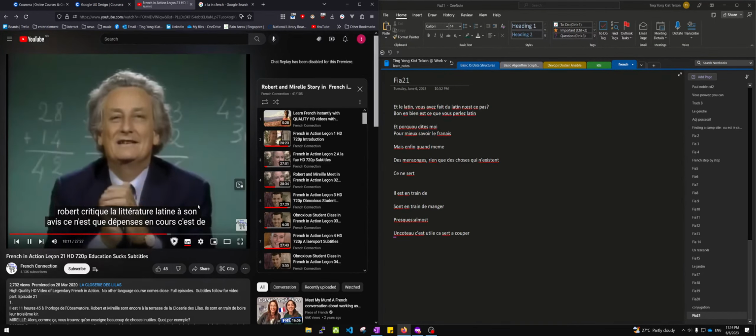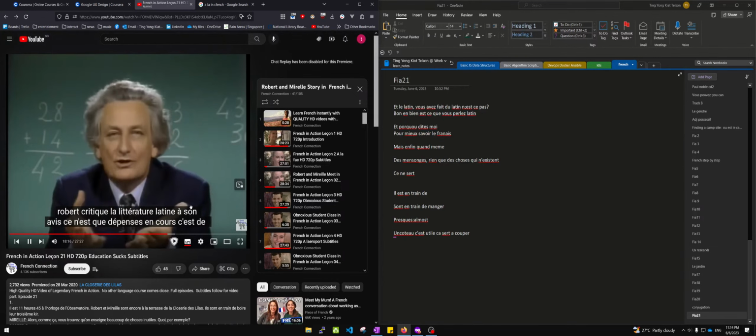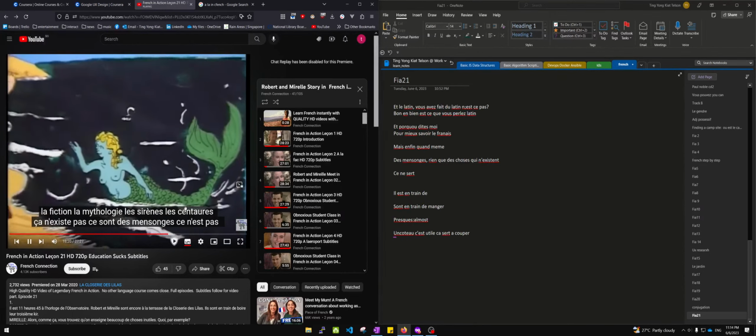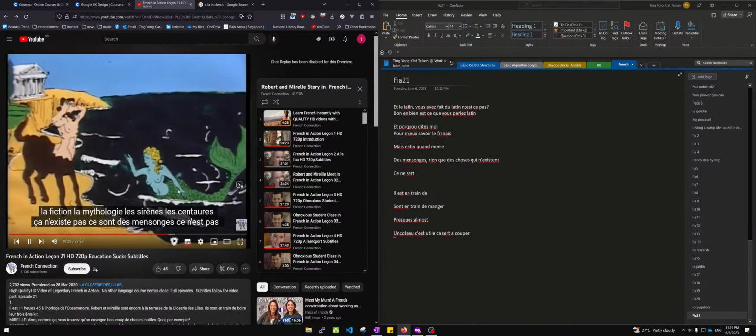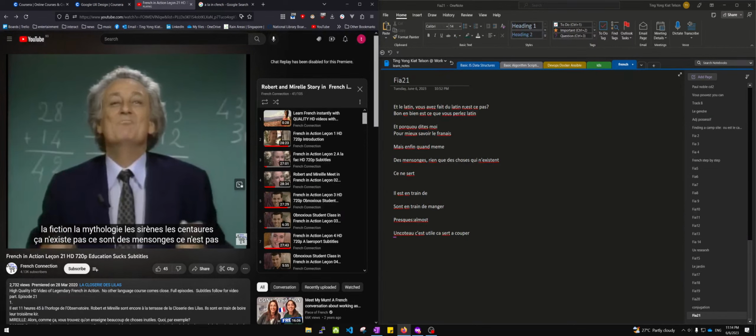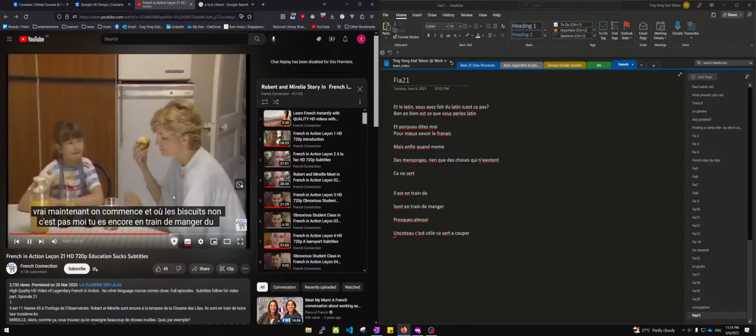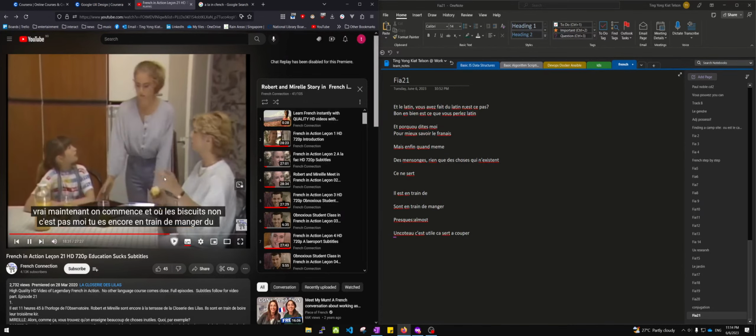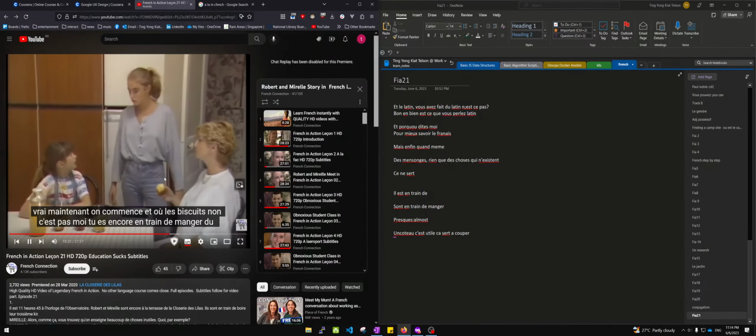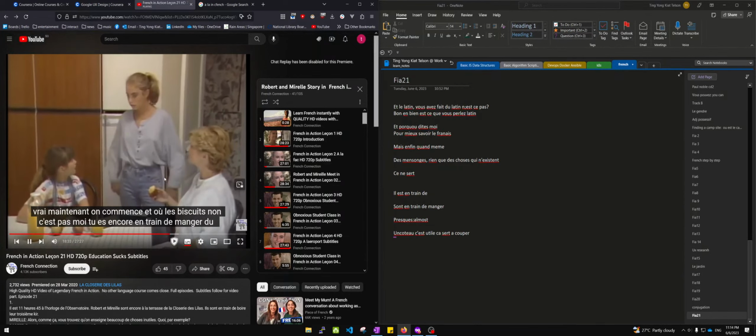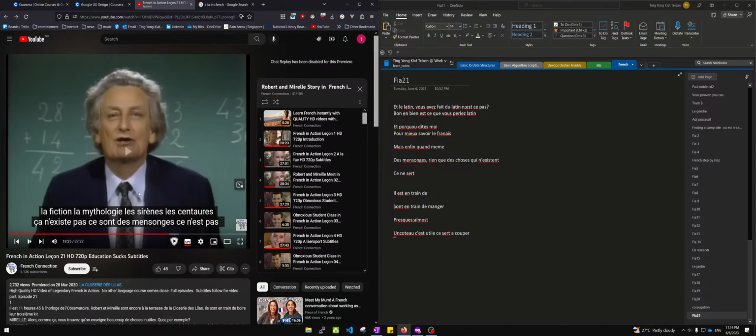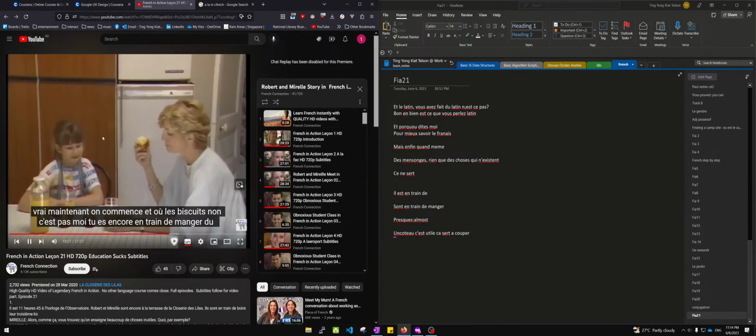Robert critique la littérature latine. À son avis, ce n'est que des mensonges. C'est de la fiction. La mythologie, les sirènes, les centaures, ça n'existe pas. Ce sont des mensonges. Ce n'est pas vrai. Maman! Marie-Laure a encore mangé tous les biscuits. C'est pas vrai. C'est un mensonge. C'est pas moi.